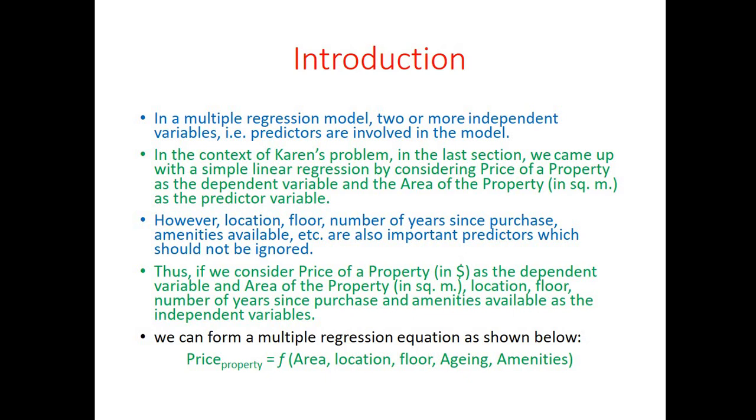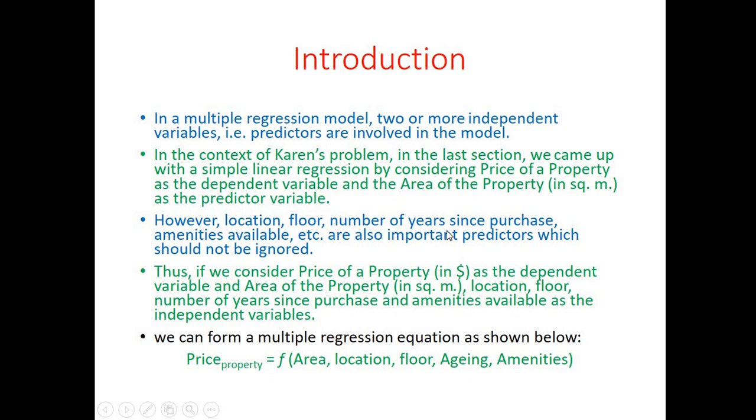In multiple linear regression, two or more independent variables, that is predictors, are involved in the model. In the example which we saw in simple linear regression in the last section, we came up with a simple linear regression by considering the price of the property as the dependent variable and the area of the property as the independent variable. That is, price of the property is equal to a function of the area of the property.